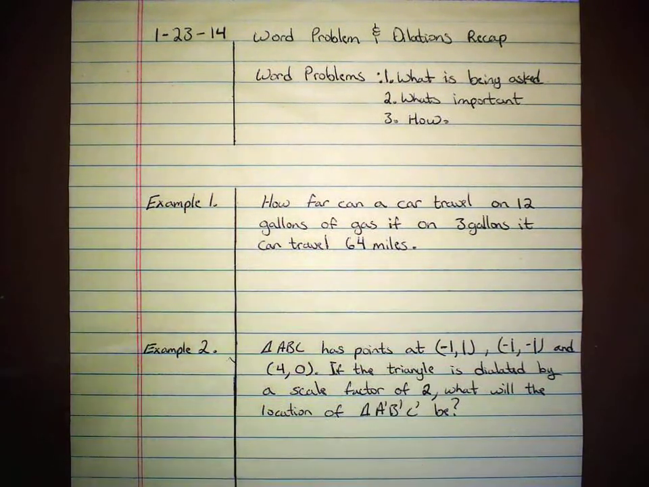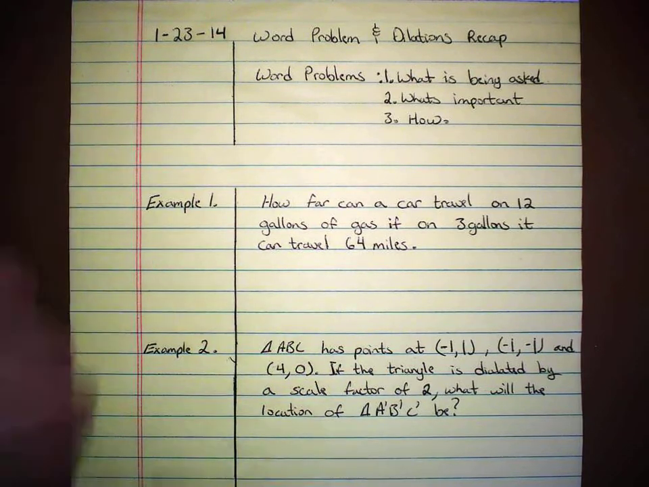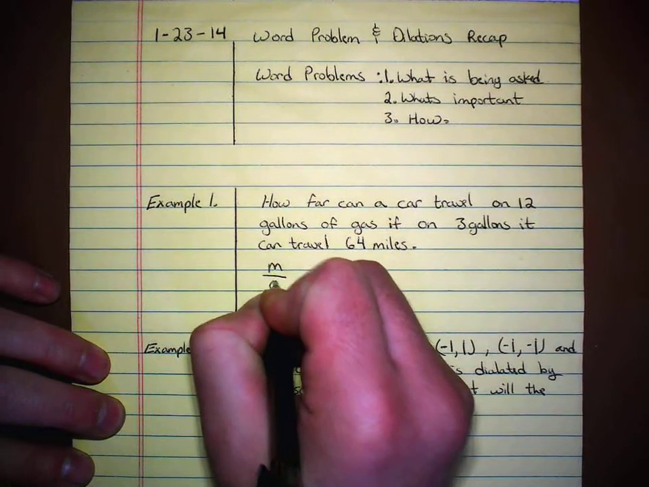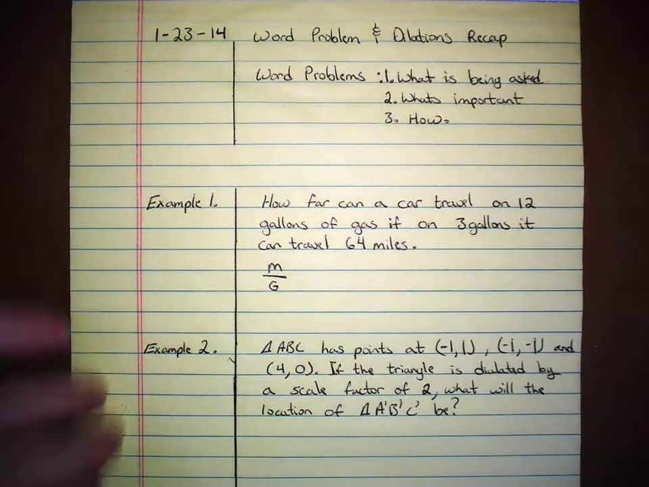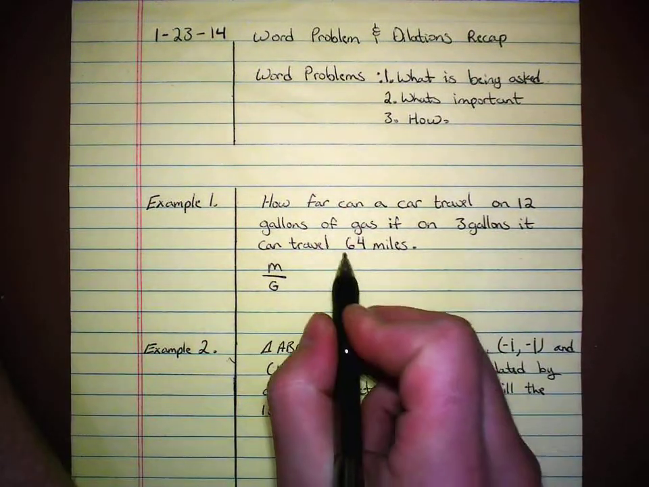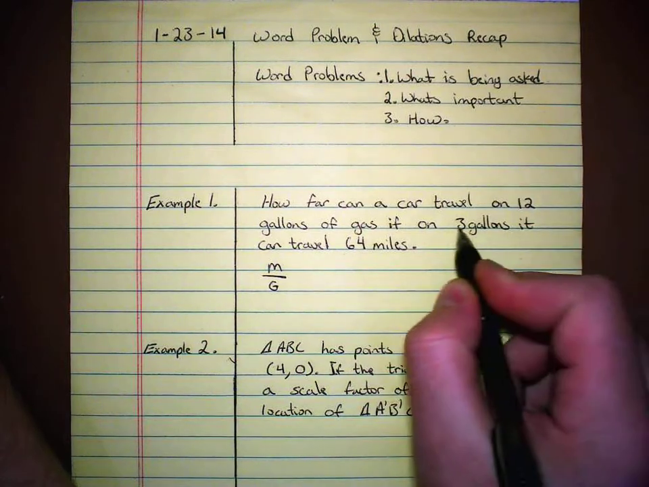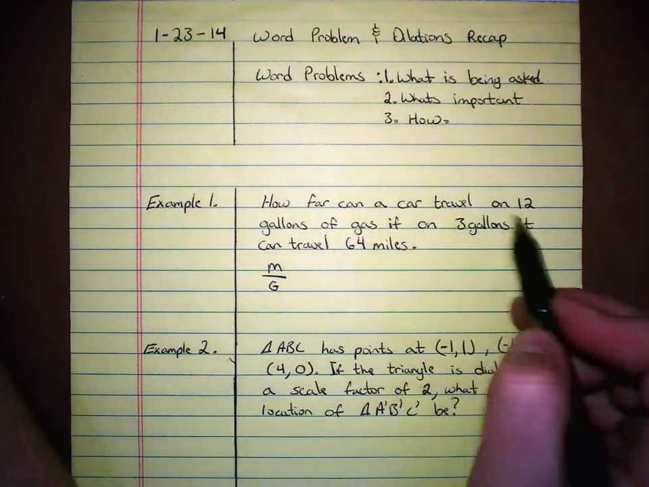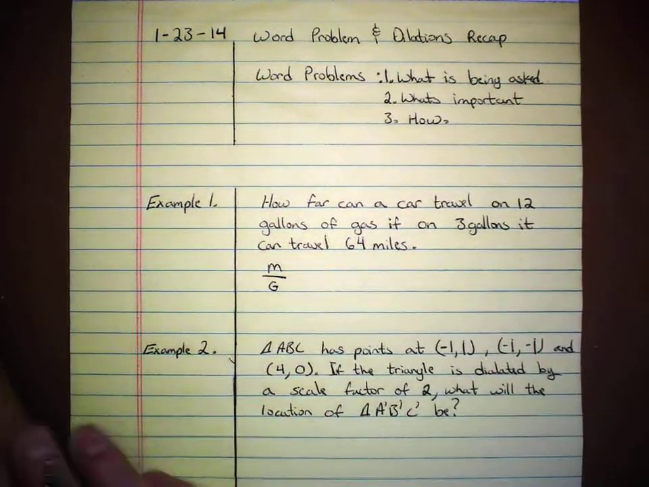Example number one, we're going to talk about how far can a car travel on 12 gallons of gas if on 3 gallons it can travel 64 miles. Well, think back to our proportions, and we talked about miles per gallon. That should give you a hint right there. We're going to talk about this as miles over gallons, M over G. The miles we have here are 64, and that corresponds to 3 gallons. We're wondering about how far on 12 gallons. So this is a proportional setup problem.